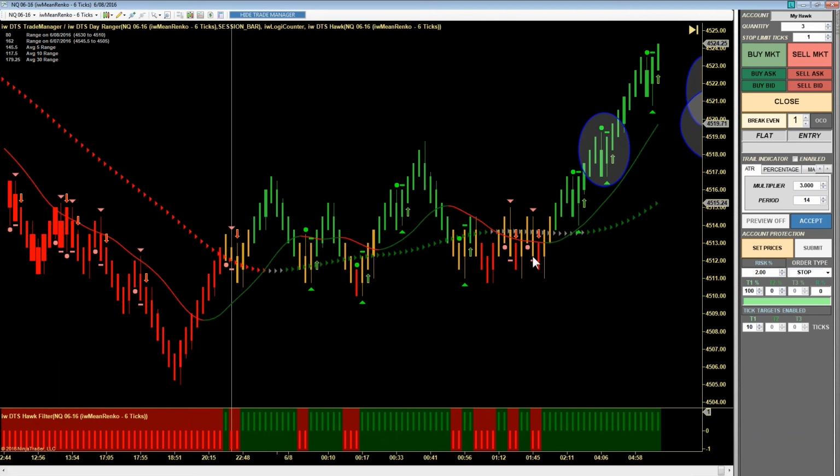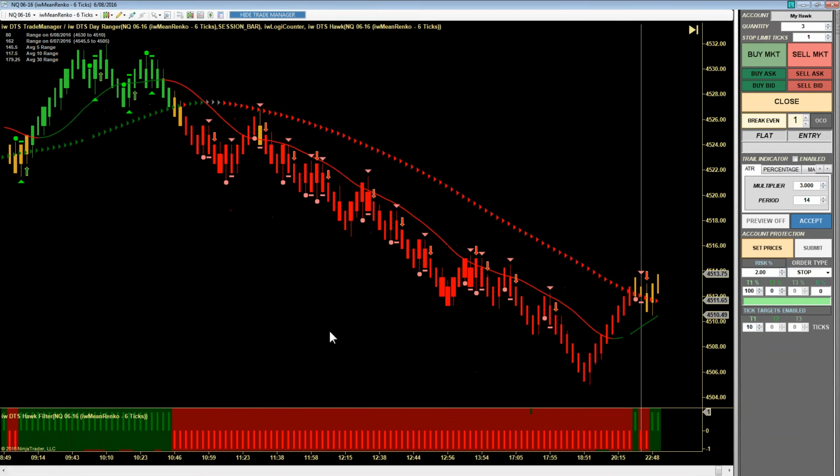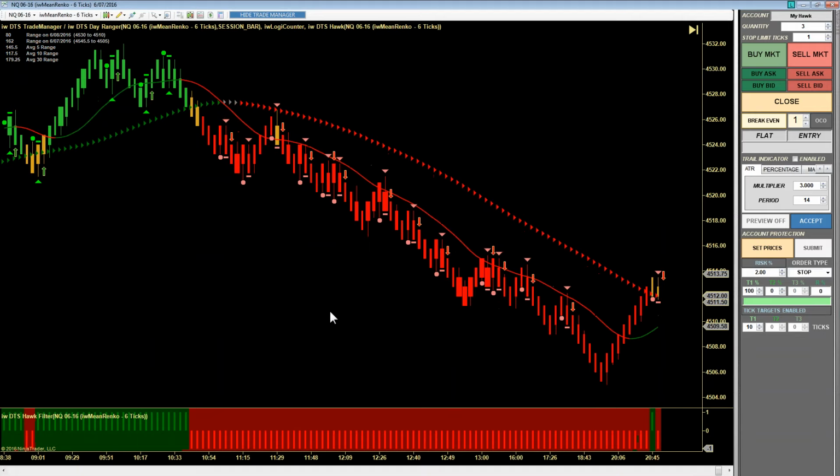Why? It's not a high probability signal. It's off of yellow bars. My micro line is gray. My macro line is gray. My micro line is red. My filter is a mess. I did not take this signal. Why? It's not a high probability signal. Right? So that's what we do. We focus on our high probability signals.